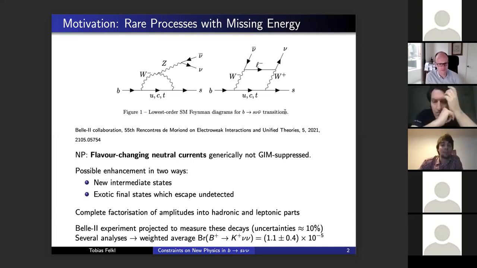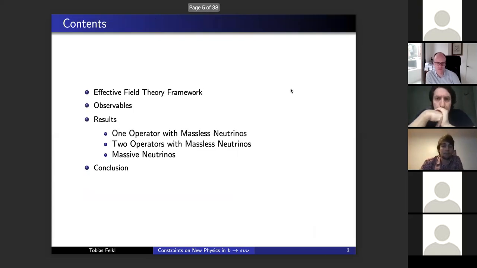So I hope I convinced you that it makes sense to look at these processes and that they are interesting. And with that, let me move on to the content of my talk, which is a brief introduction of the effective field theory framework that we're using. Then I will introduce the observables that we took into account and discuss the results, first only in the case of massless neutrinos and new physics contributing to one or two operators at a time. And then I'll mention a few aspects coming with massive neutrinos. And finally, I will draw conclusions.